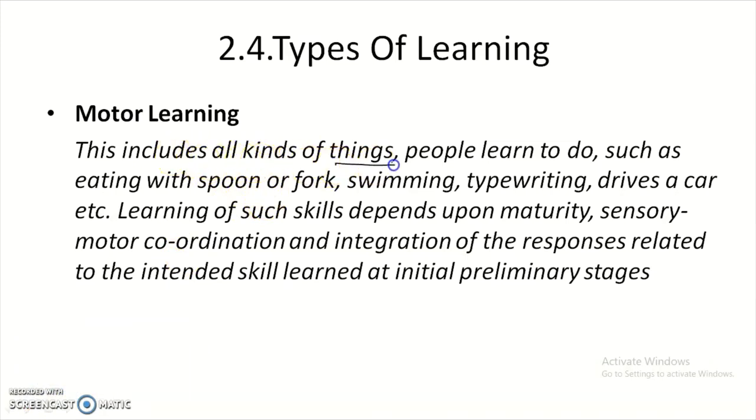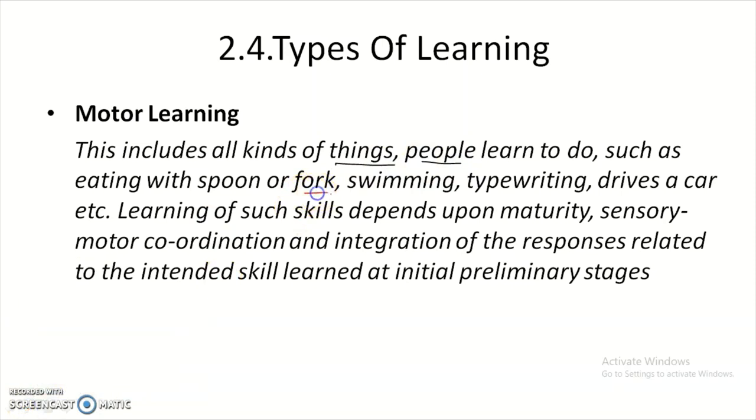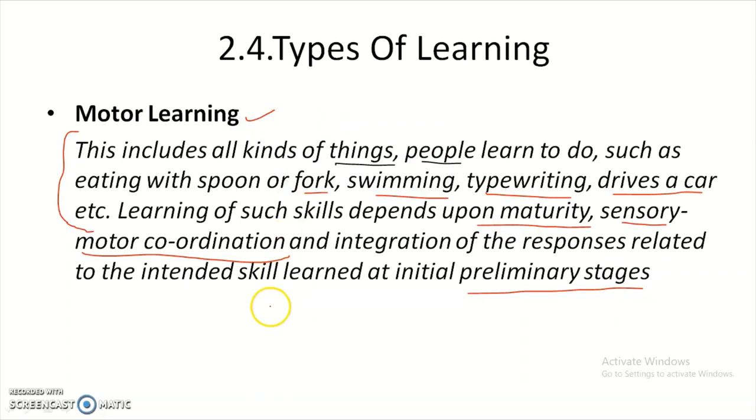This includes all kinds of things people learn to do, such as eating with a spoon or fork, swimming, typewriting, driving a car, etc. All these come under motor learning, and learning of such skills depends upon maturity and sensory motor coordination and integration of the responses related to the intended skill learned at the initial preliminary stages, right? So for perfect motor learning, there must be perfect motor coordination.